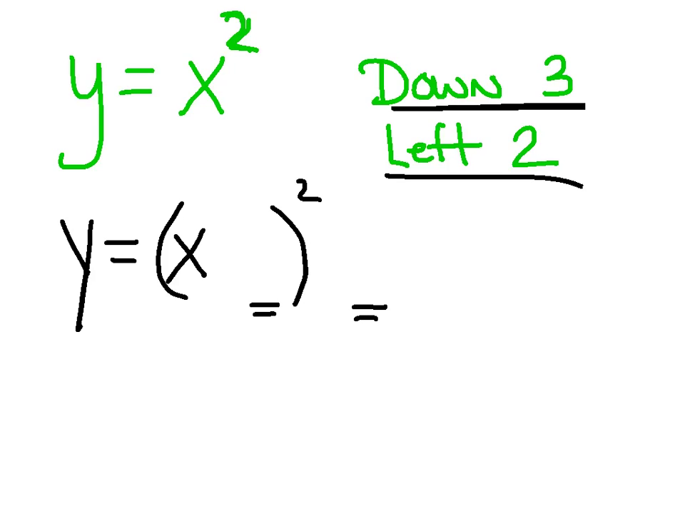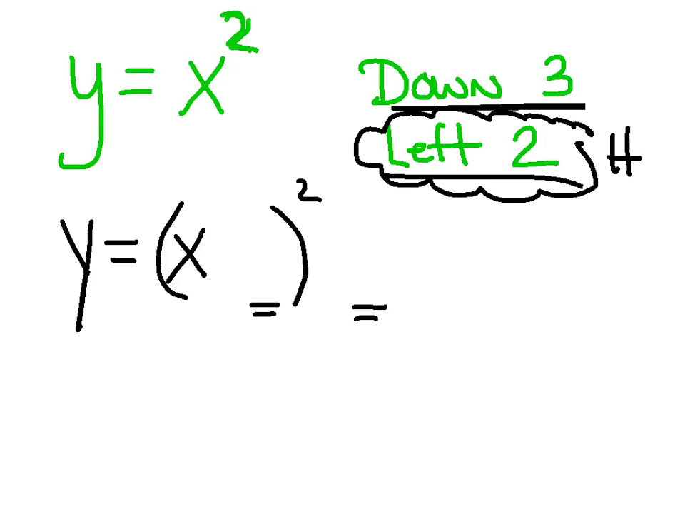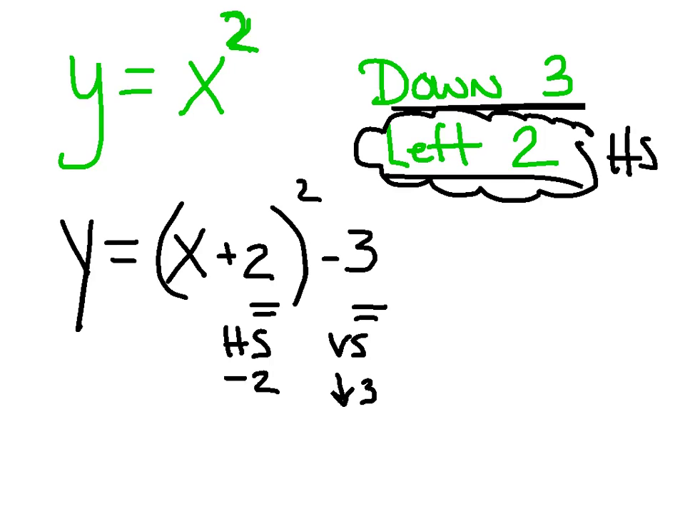Okay, I'm going to start with my x. If I want to go left 2, okay, that's my horizontal shift. That's what goes inside, and I'm going to do the opposite. So left 2 would be a minus 2. I'm actually going to put in a plus 2. So that's telling me horizontal shift, left 2. Outside, if I want to go down 3, I'm literally going to say minus 3. And this will be a vertical shift down 3. Okay, so it's all about inside or outside the parentheses.